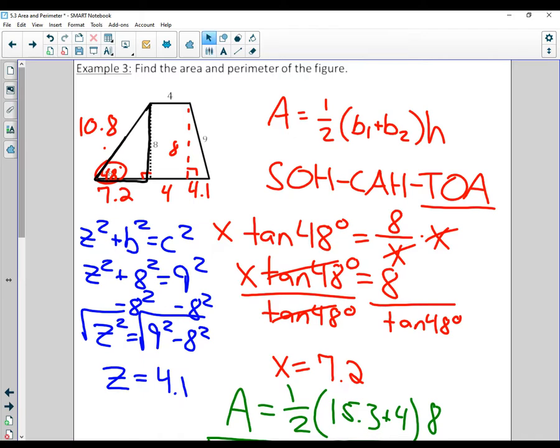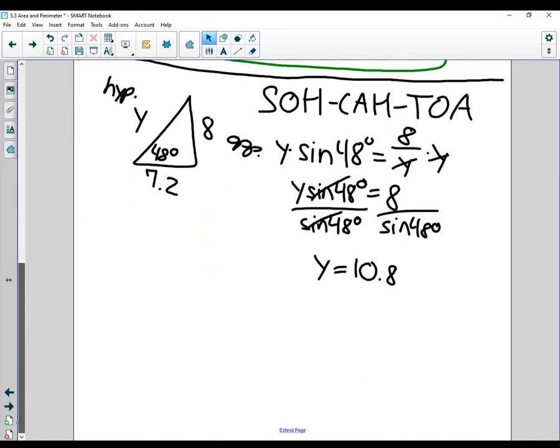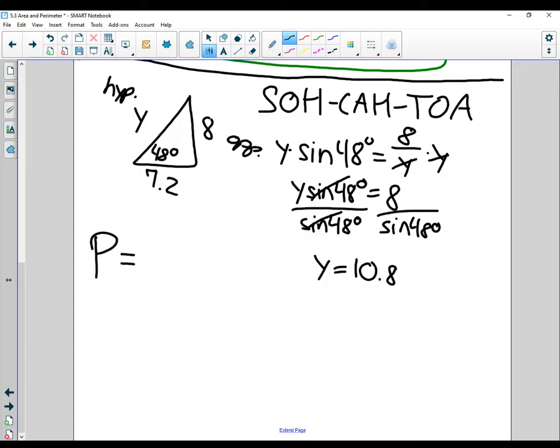All I got to do is add all the way around, right? So 10.8 plus 4 plus 9 plus 4.1 plus 4 plus 7.2. And that'll get me all the way around the shape. And so then the perimeter is 39.1 units.